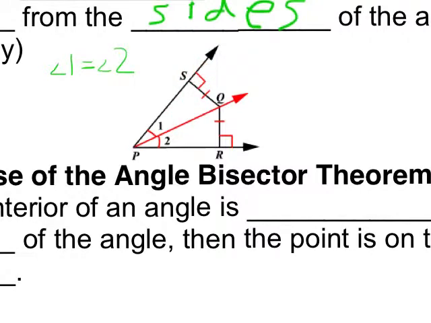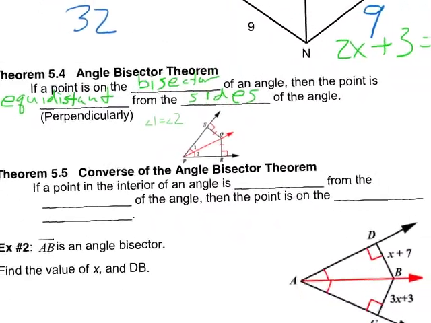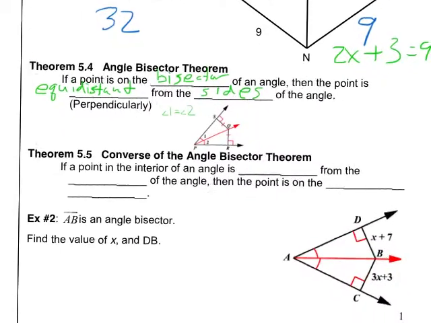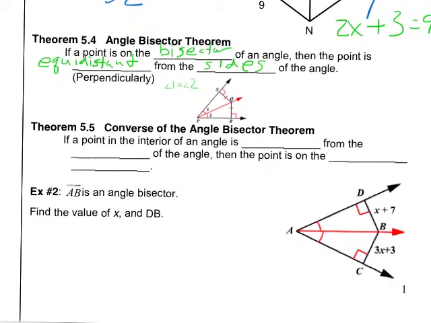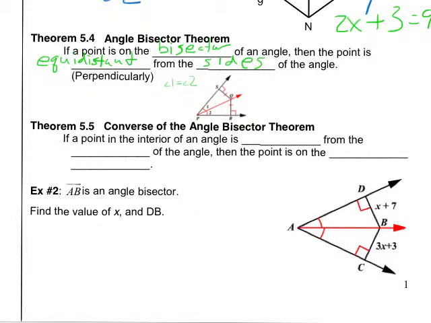So let me do the other definition, and then we can do a couple more examples so you can see what I'm talking about. Okay. Theorem 5.5, converse of the angle bisector theorem. If a point in the interior of an angle, so this is the same thing, it's just backwards. So if a point in the interior of an angle is equidistant from the sides of the angle, then the point is on the angle bisector.